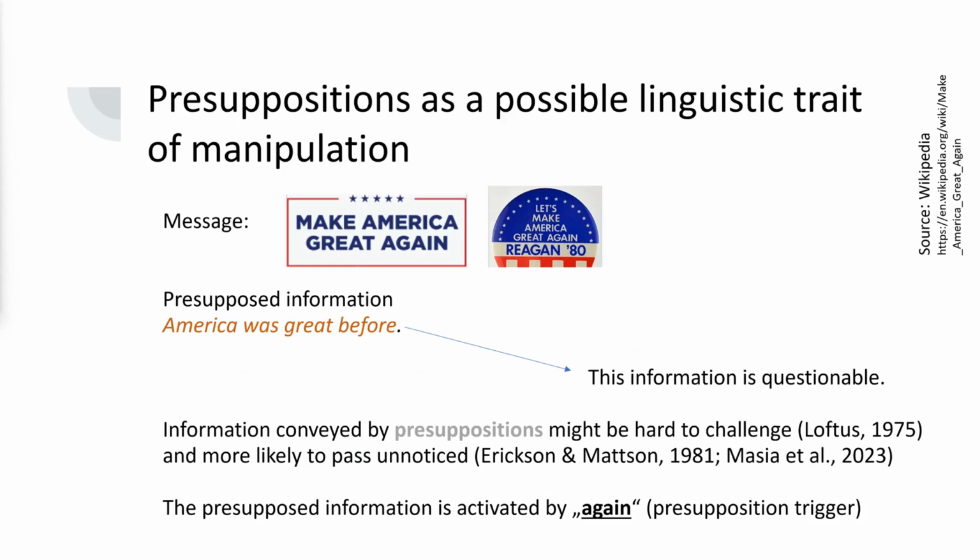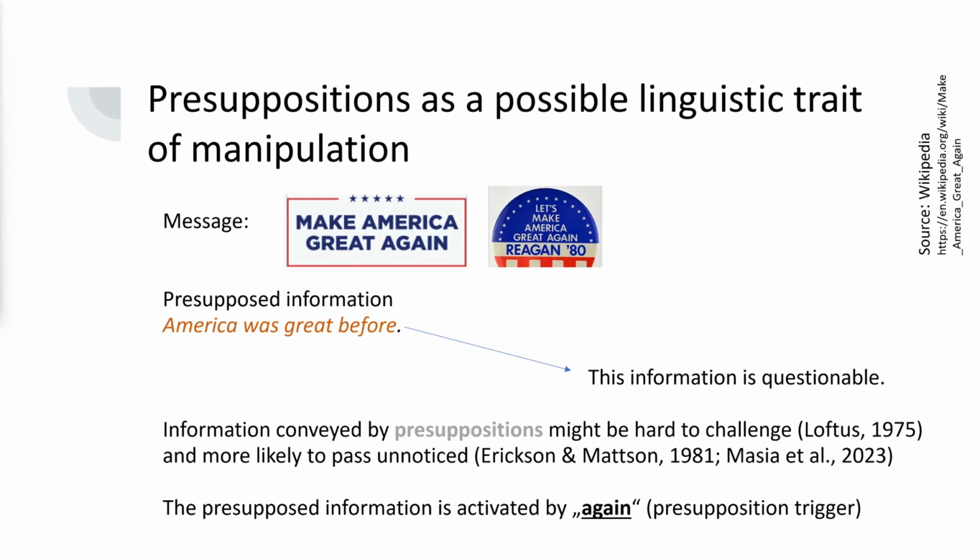But such information is not as obvious as "I have a Greek father." So this information is questionable. And information covered by presuppositions may be hard to challenge, hard to ask about. So why? What do you really mean? Are you considering disemployment? No, you don't ask that. You just say "America was great before." Okay, "Make America great again," without thinking too much about it. So a lot of information transmitted by presupposition can pass unnoticed.